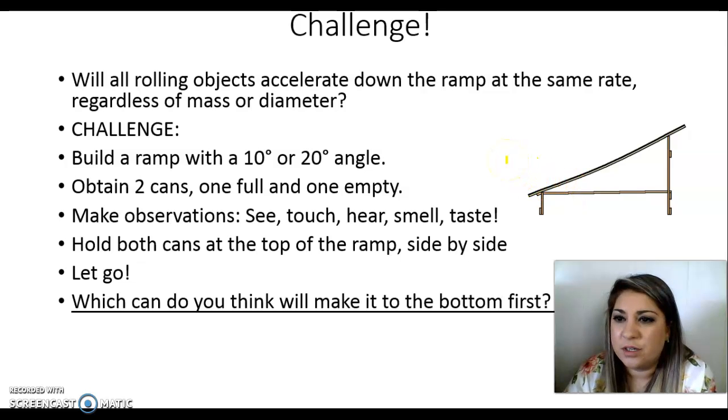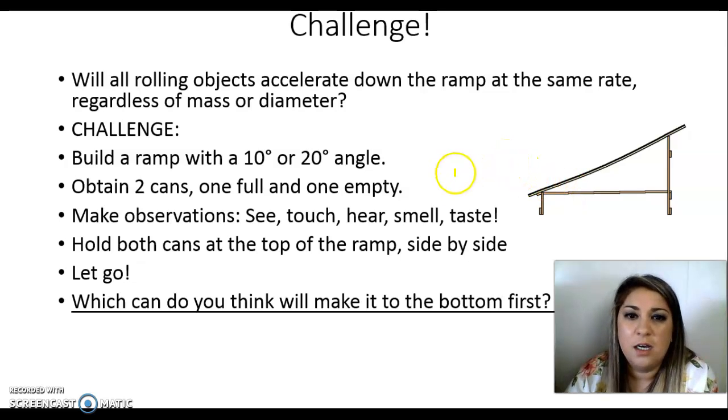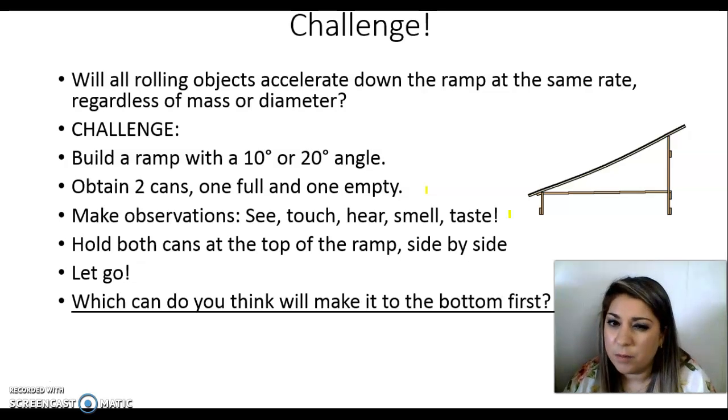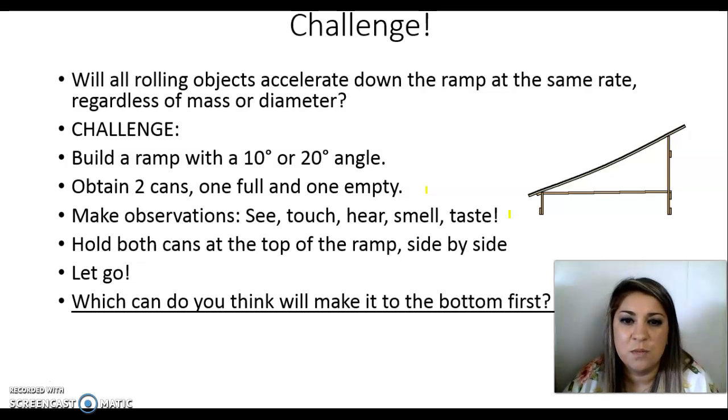It doesn't have to be hard. You can stack books on top of each other, just whatever you have laying around the house to build a small ramp. And then I would like you guys to get 2 cans. One can that's full and one can that's empty. Maybe a soda can or just a can that you have in your pantry. And I want you to make some observations. Remember, observations are anything that we can see, touch, hear, smell, or taste. We're probably not going to have taste in this situation, so just whatever you can see, touch, hear, or smell, make sure you write down those observations for me.